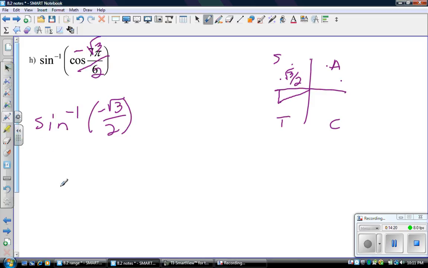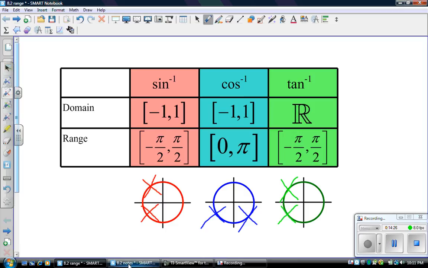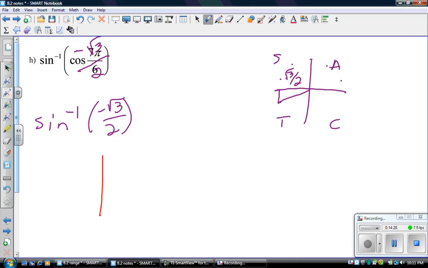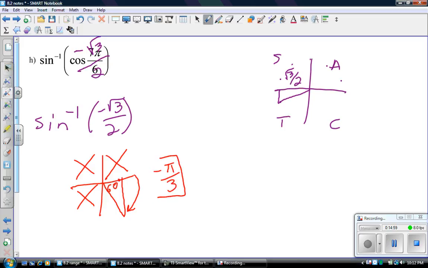Now I go, okay, I'm doing an inverse sine problem. Inverse sine problems immediately mean cross out the left 2. Cross out the left 2. It's negative, so cross out the first one because I need sine to be negative. Then I go, okay, what triangle has an opposite of root 3 over 2? Well, that's a 60-degree reference. So that's 60. And then I go, okay, what is that angle? But remember, I'm considering it in negative rotation, and that is negative pi over 3.